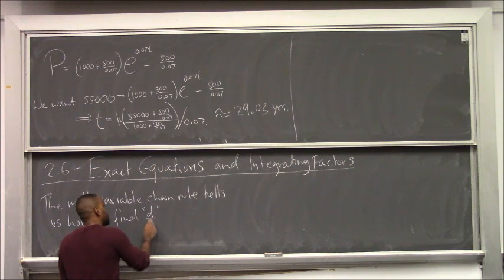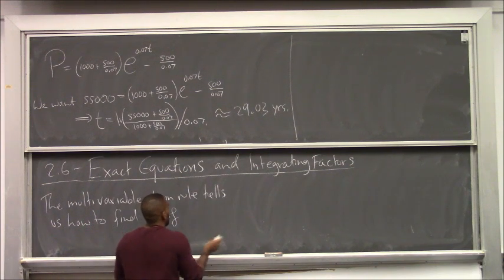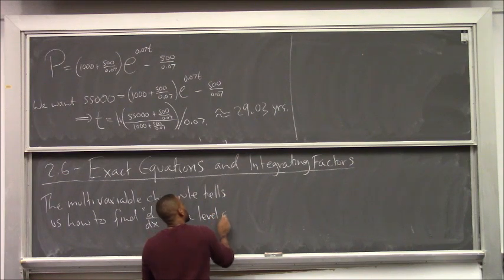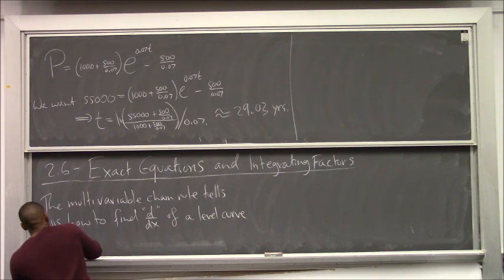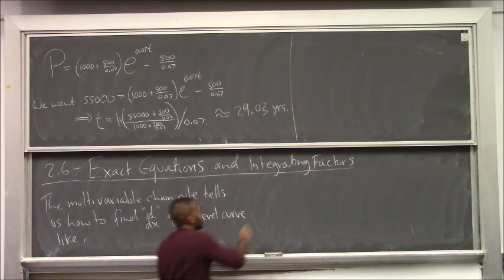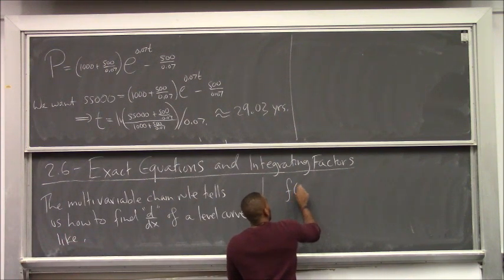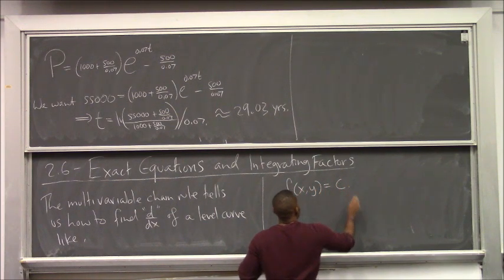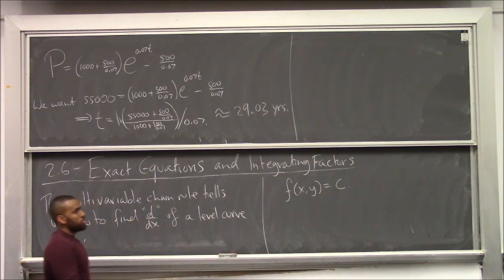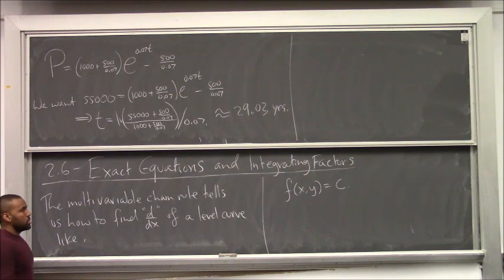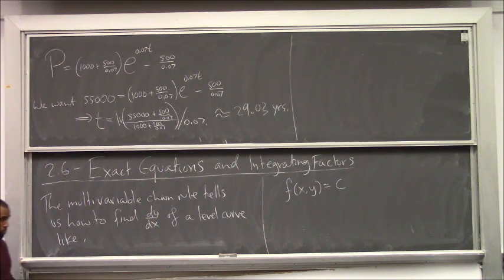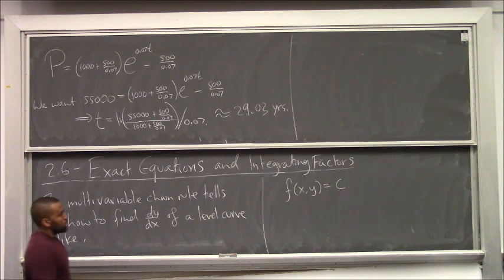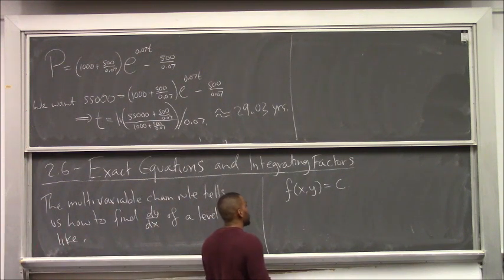It tells us how to find the derivative with respect to x of a level curve. So let's say we have a function here. We have a surface described as a level curve, like some function of x, y equals c. Now, suppose you want to find dy dx. Right? So you want to find the derivative of y with respect to x. Okay? So the chain rule basically tells you what that's going to look like.